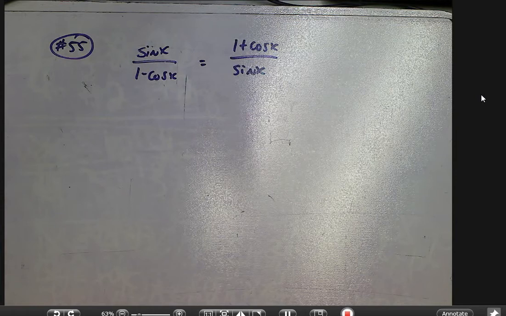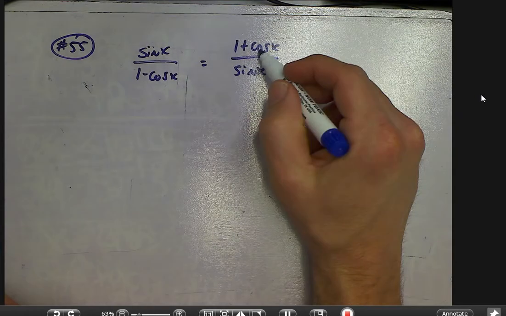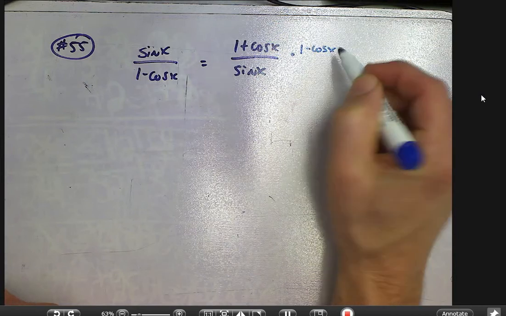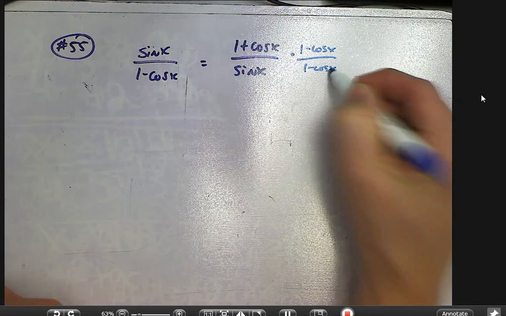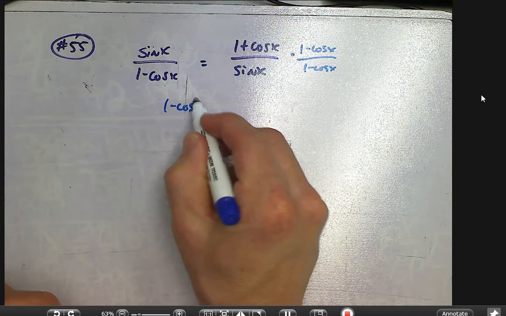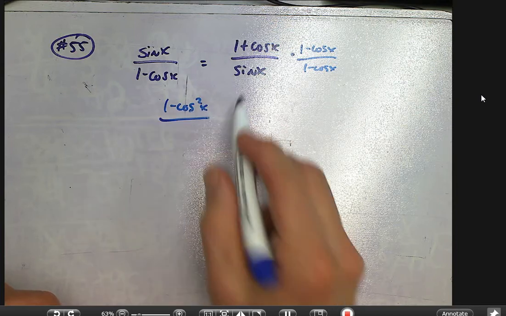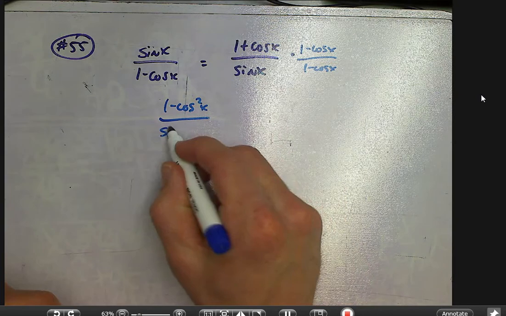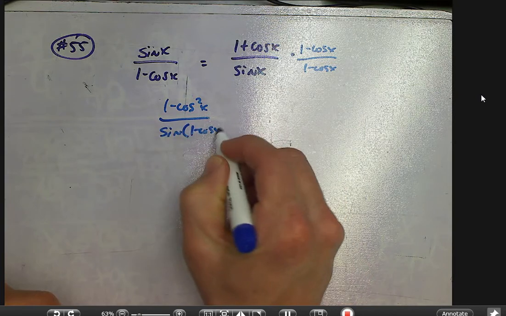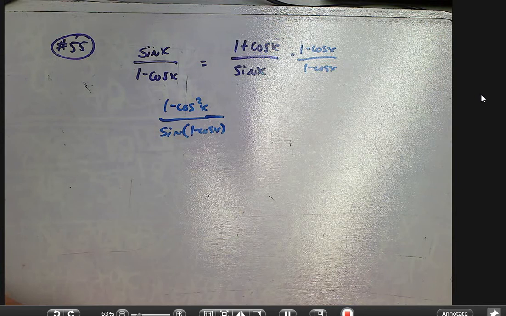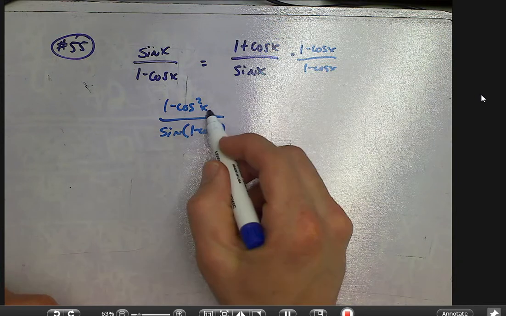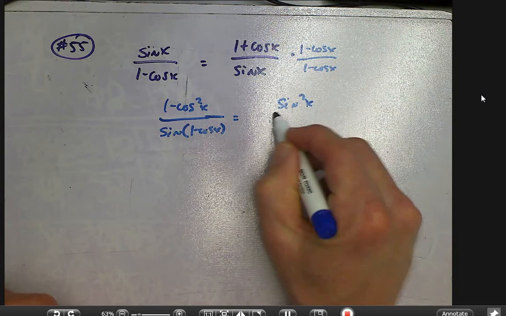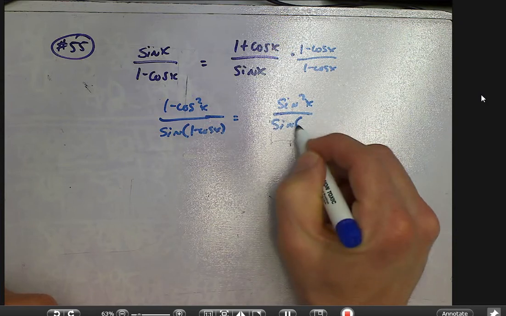Well, what I notice here is, with 1 plus cosine of x, the best thing to do is multiply top and bottom by 1 minus cosine of x, just to get rid of that. And that's going to leave you with 1 minus cosine squared x on top. And on the bottom, I'm not going to do distributive property this time. I'm going to leave it like that. 1 minus cosine squared of x is the same thing as sine squared of x over sine times 1 minus cosine of x.